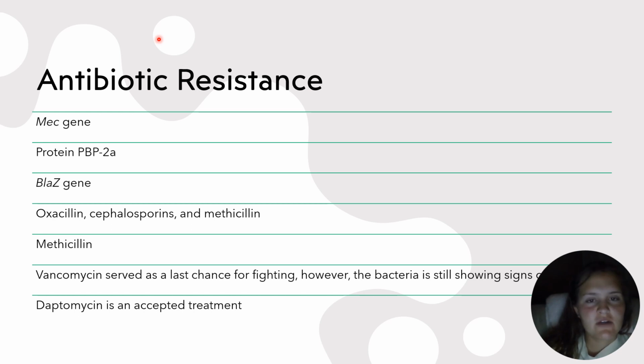So when penicillin first began to be used, it was effective against many bacteria and showed very promising results. But not long after its use, the first strain of penicillin-resistant Staphylococcus aureus was discovered because of the blaZ gene. And the blaZ gene is carried on transposons. So vancomycin served as a last chance for fighting, however the bacteria shows signs of resistance. Daptomycin is an accepted treatment.